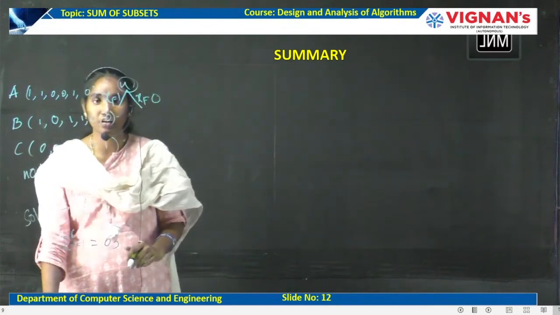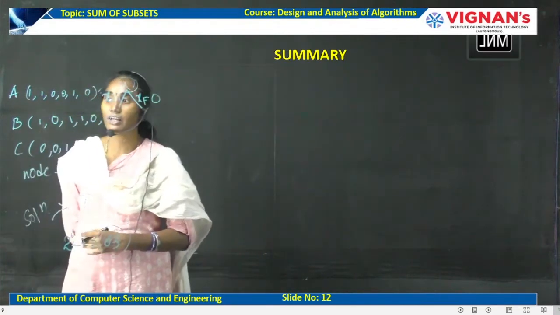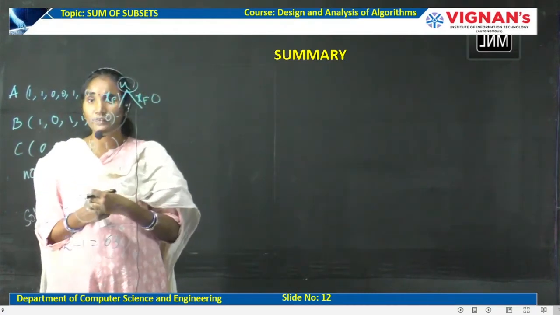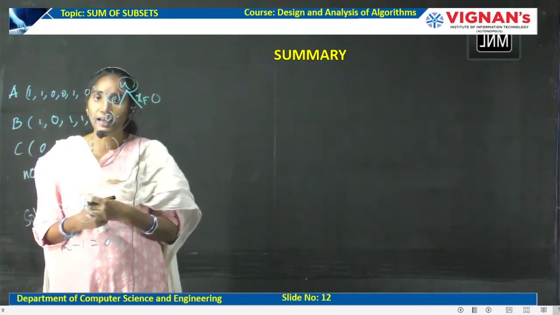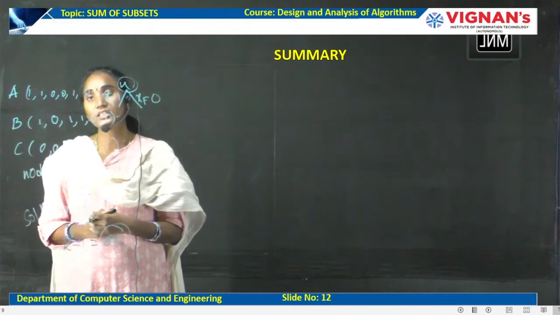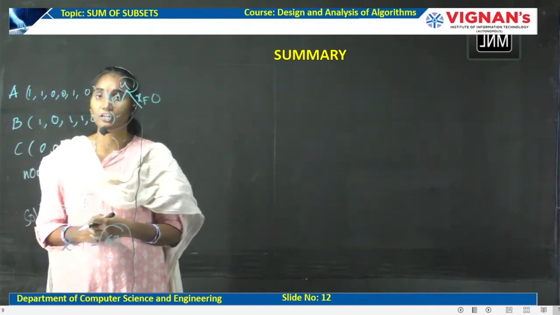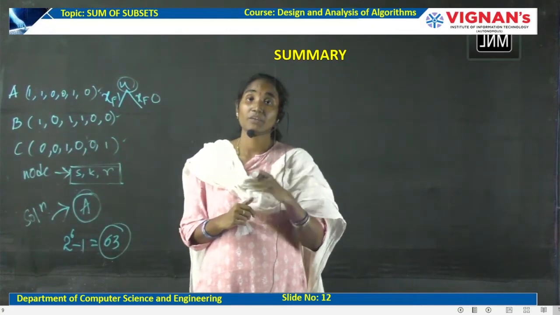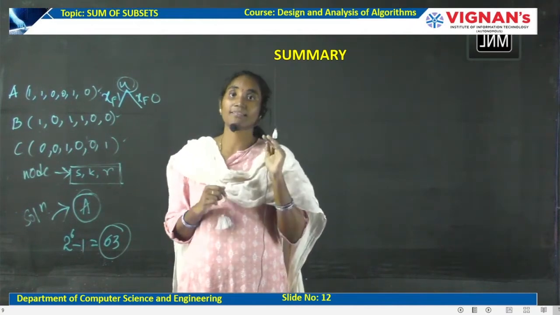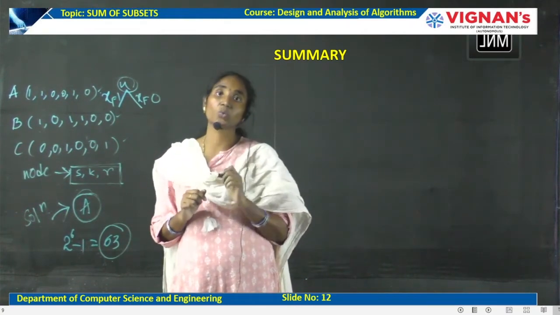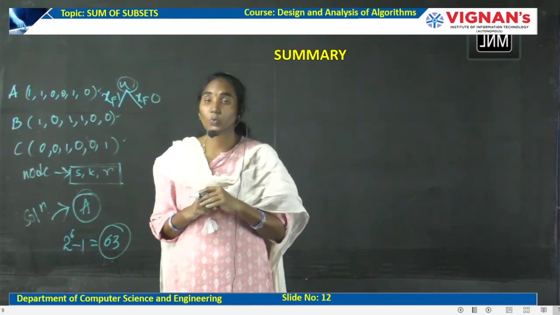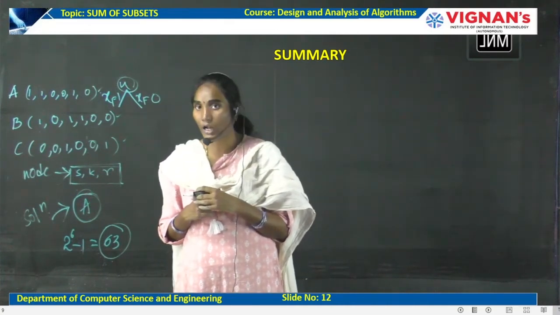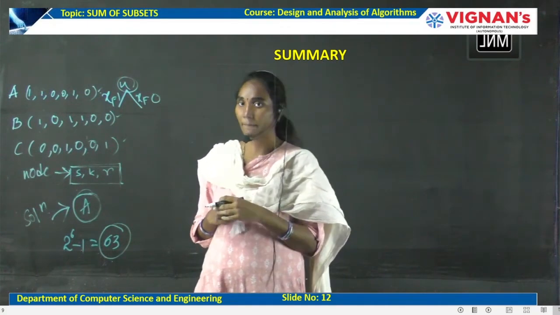Now let's have our summary. Today we have seen what is meant by the sum of subsets problem, that is, given certain weights or items and a sum, we need to generate subsets such that the sum of the elements in the subsets should be equal to the given sum M. Which can also be mathematically termed as summation of wi xi should be equal to M, right?